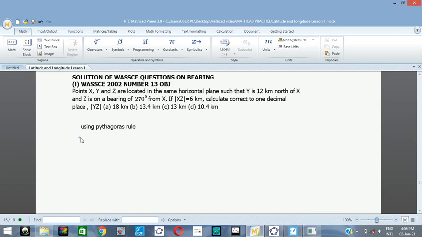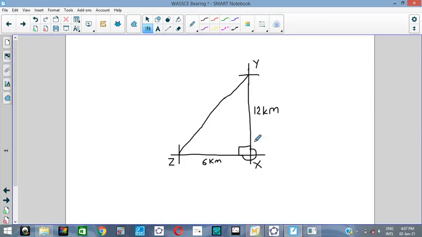So, what does the law say? It says the square of the hypotenuse, that is hypotenuse square, is going to be equal to the opposite square plus the adjacent square. So this is the summary of Pythagoras theorem: the square of the hypotenuse is equal to the sum of the square of the opposite and the square of the adjacent. That is Pythagoras theorem, and it's only applicable to a right angle triangle.